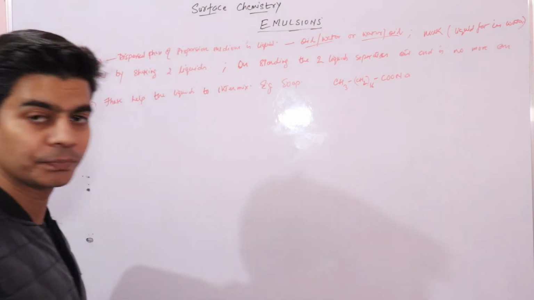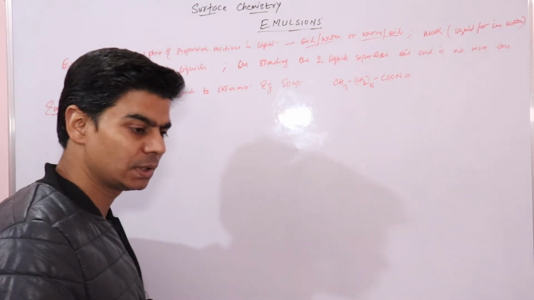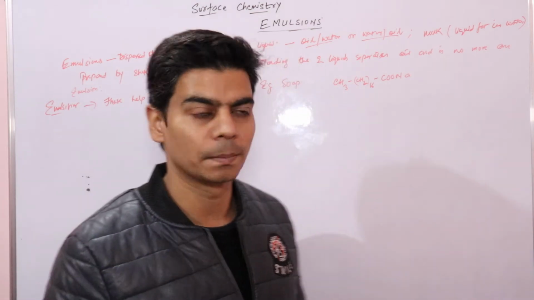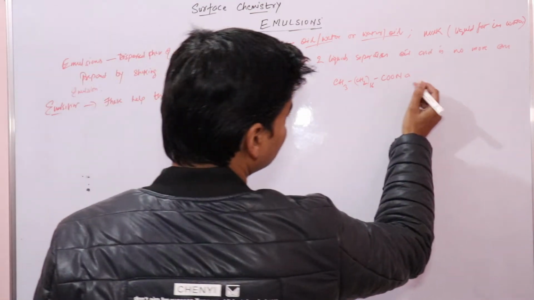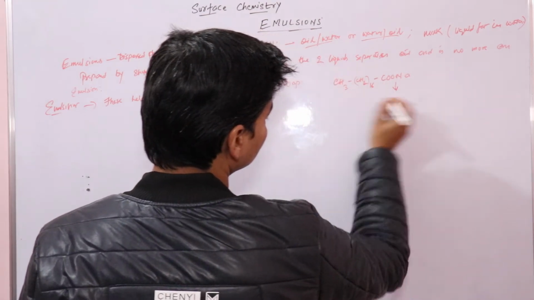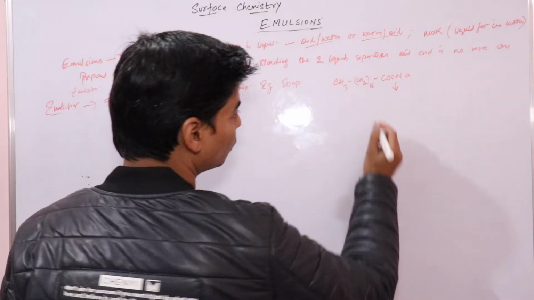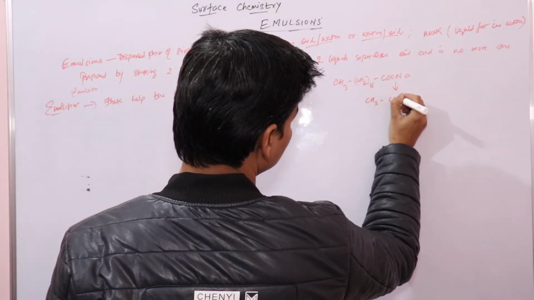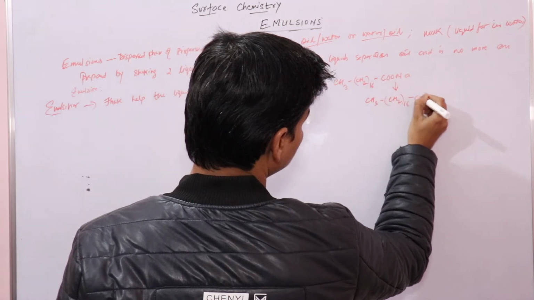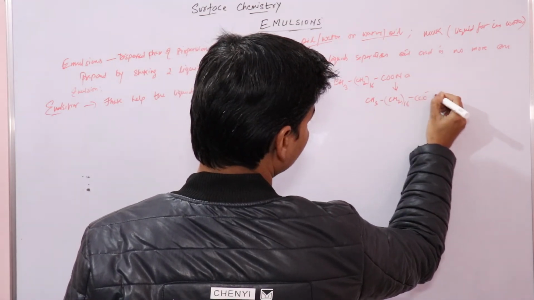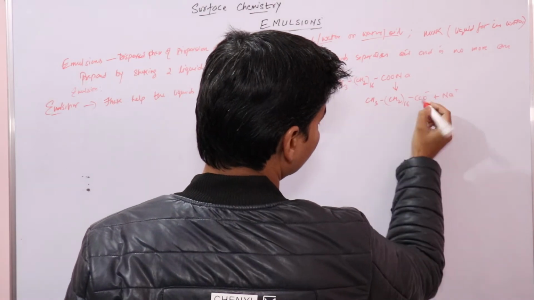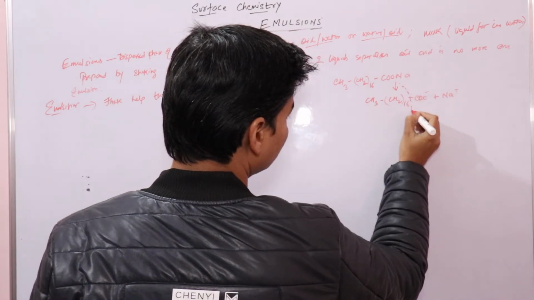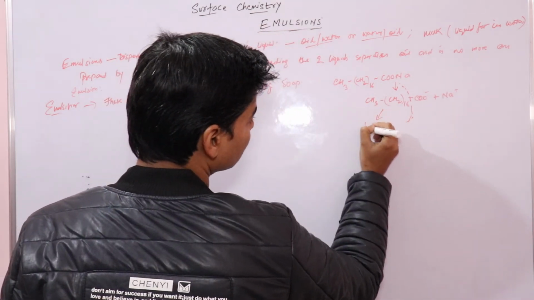This is the formula for soap that we are already familiar with. We have done this earlier when we studied the cleansing action of soap. When the soap molecule is added to water, it will dissociate, forming CH3 CH2 whole 16 COO minus, and sodium is the positive ion. This hydrocarbon part, if you remember, we call hydrophobic.